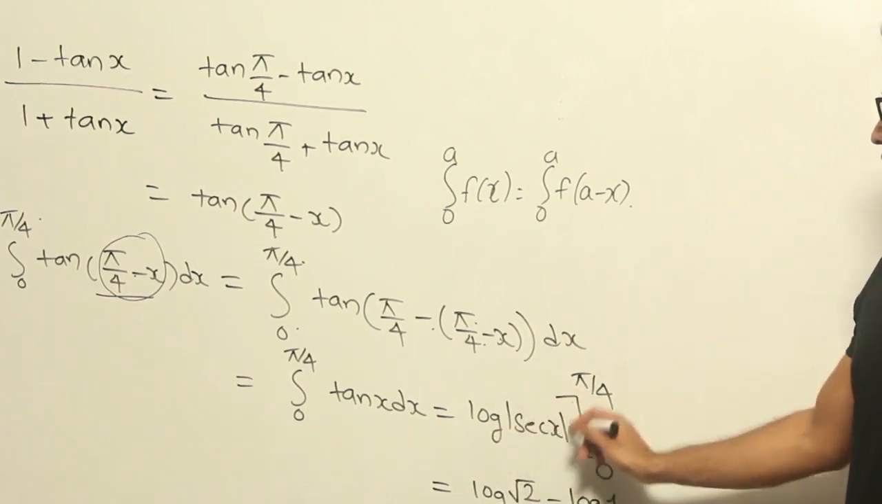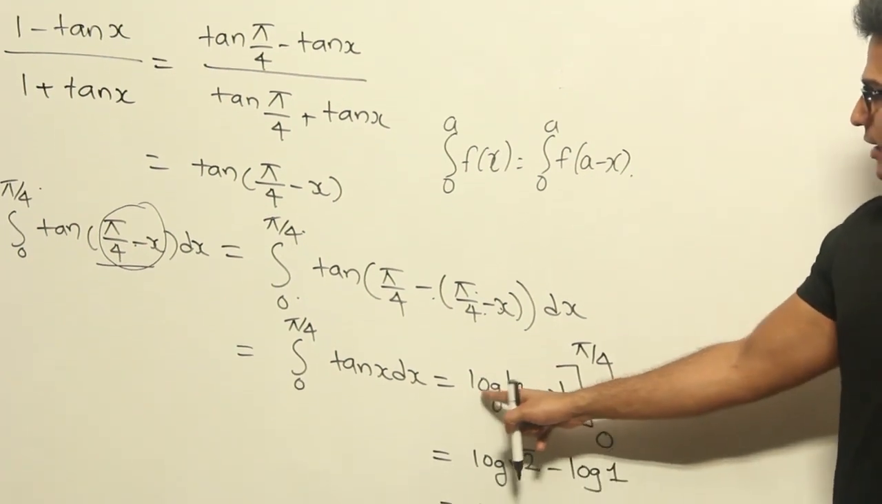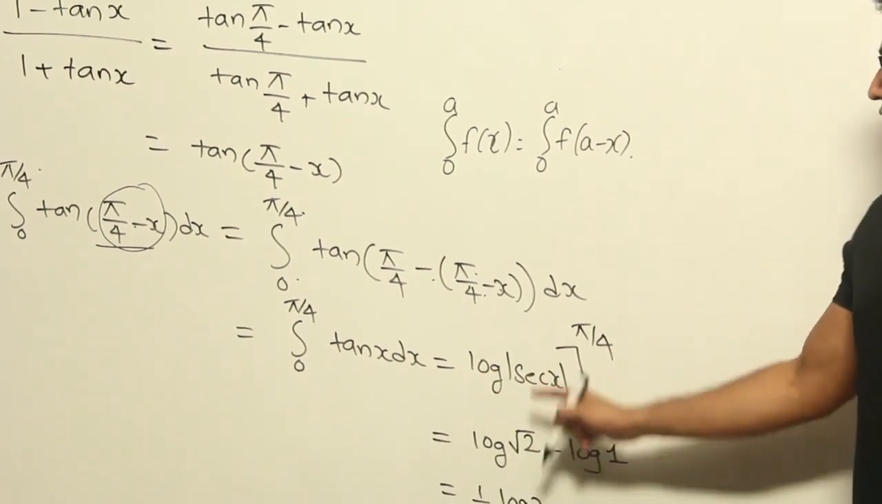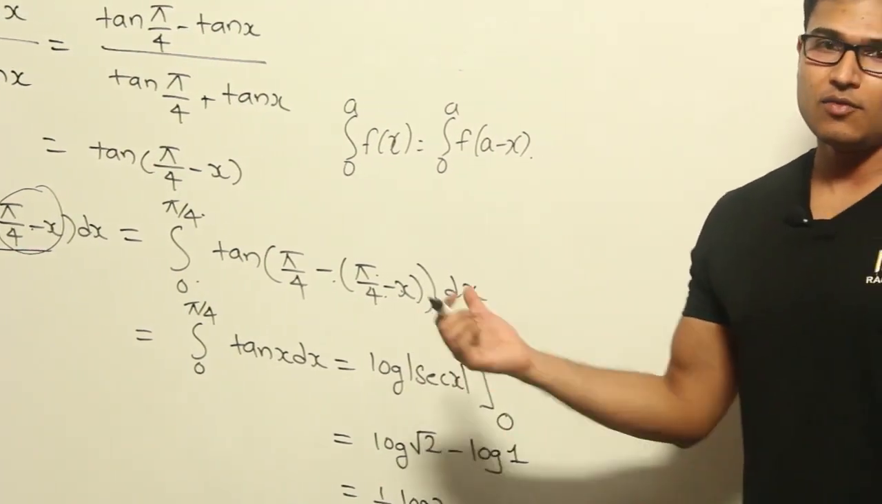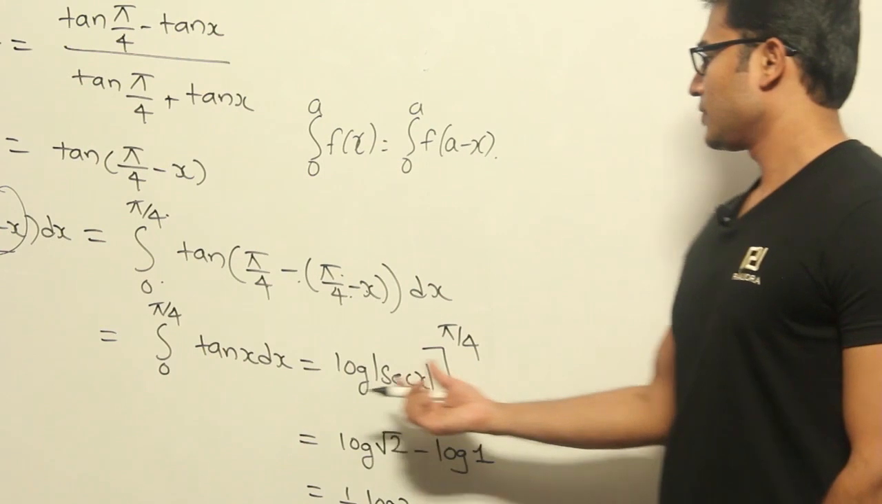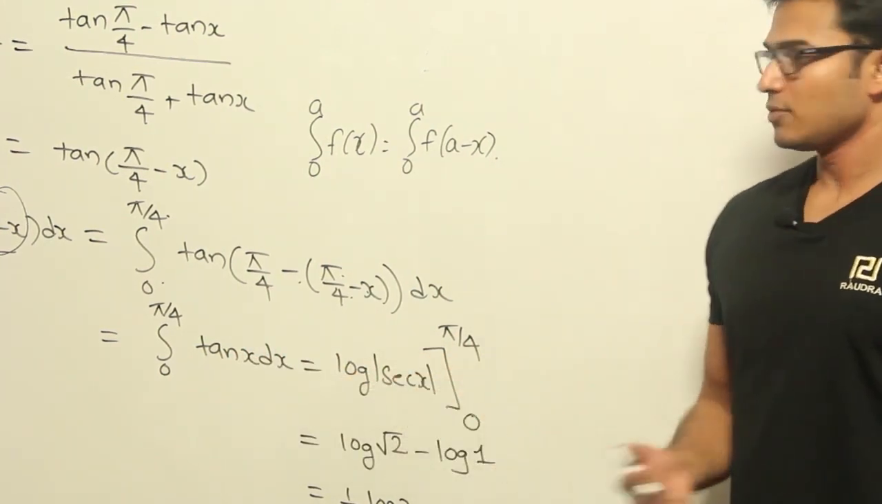So you are going to put mod there, right? So why? If you try to apply d by dx of log secant x, it is going to be 1 by secant x into secant x tan x. Therefore it is going to be tan x, right? So that is why integral of tan x is going to be log secant x. So here you are going to put mod.